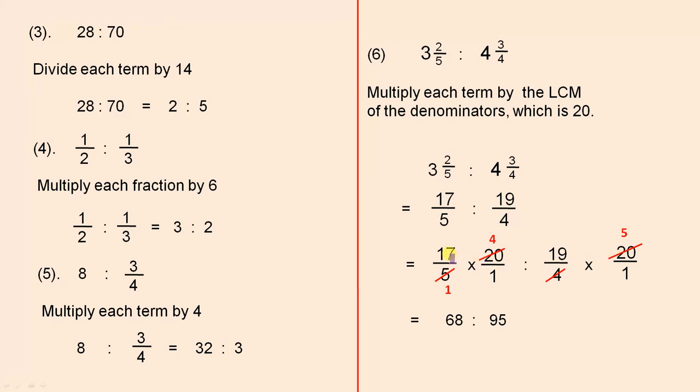Okay, so we've got 17 over 5 multiplied by 20. 5 into 5 goes once. 5 into 20 goes 4. 4 17s are 68. So that's the first part. 19 over 4 multiplied by 20 over 1. 4 into 4 goes once. 4 into 20 goes 5. 5 times 19 is 95. So 68 is to 95 is the simplification.